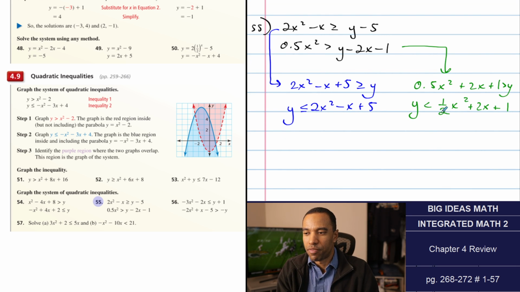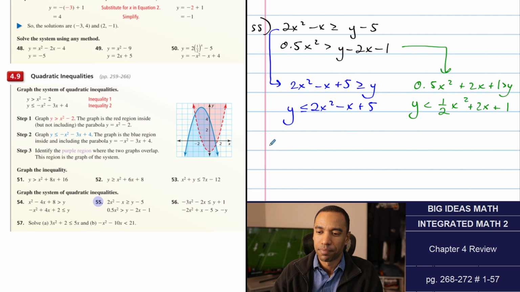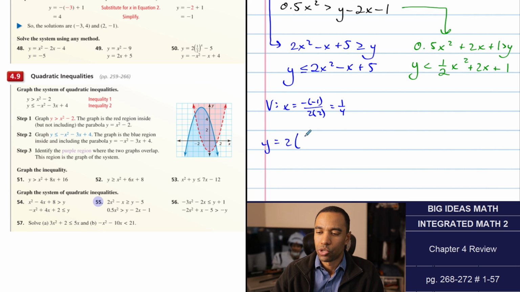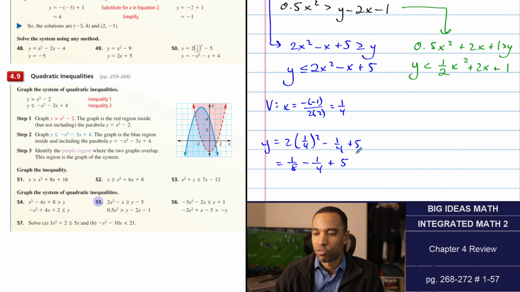Okay, so we got to graph both of these. I like this one a lot more than I like that one here. We're going to use negative b over 2a for both of these, if you don't mind. So vertex here, the x value of this guy is negative b over 2a, which is 1/4. The y value is 2 times 1/4 squared minus 1/4 plus 5, or 1/4 squared is 1/16 times 2 is 1/8. So 1/8 minus 1/4, which is negative 1/8, plus 5.